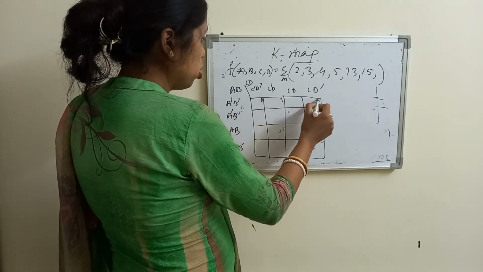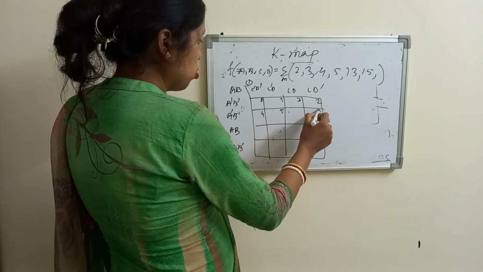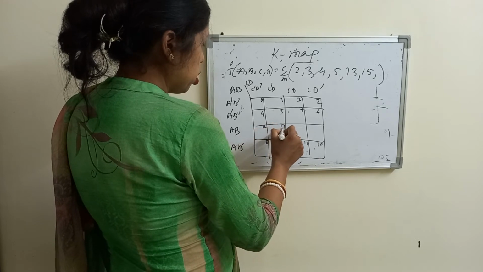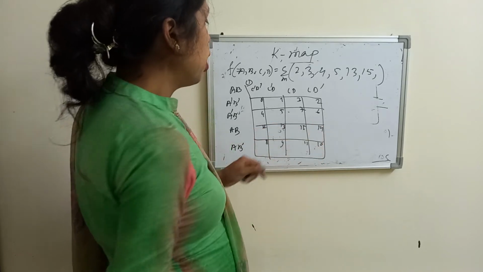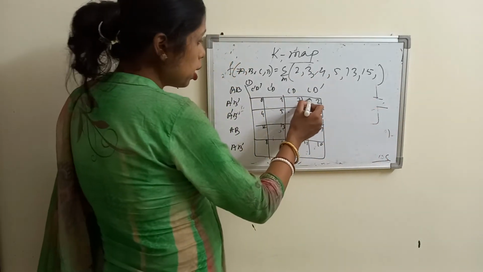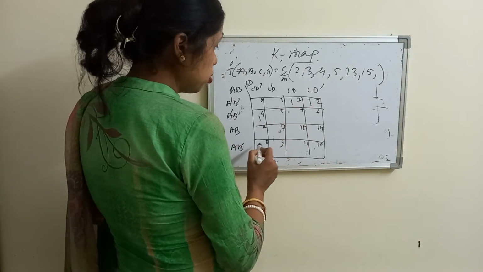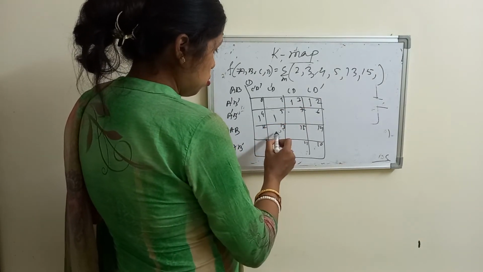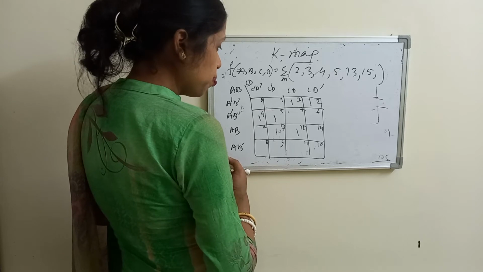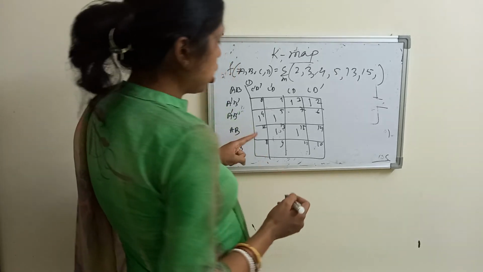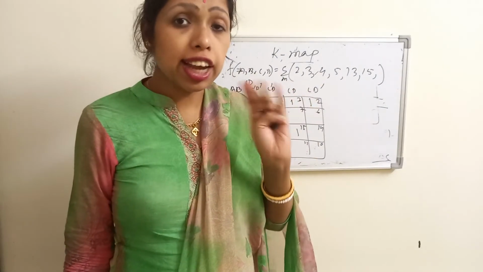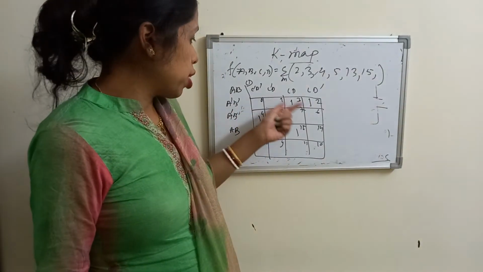0, 1, 2, 3, 4, 5, 6, 7, 8, 9, 10, 11, 12, 13, 14, 15. That means I have to put logic 1 in these cells. Here I am putting logic 1 in these cells. Now first I have to check whether an octal is possible or not, whether all 8 adjacent ones are there or not. You cannot see 8 ones.